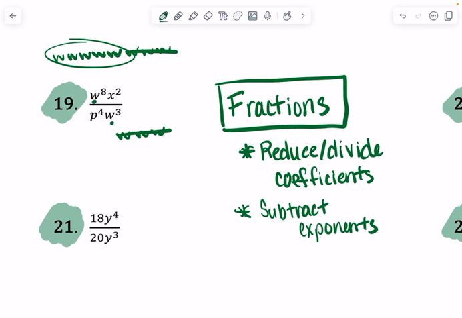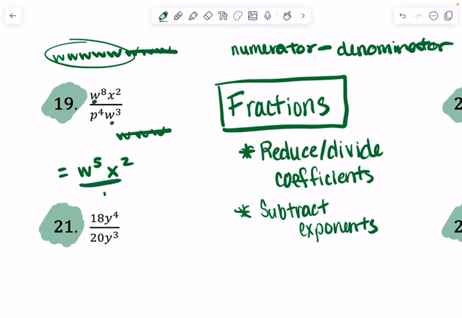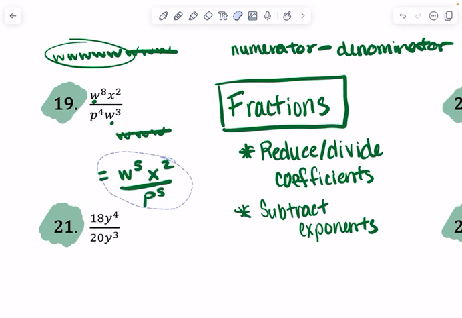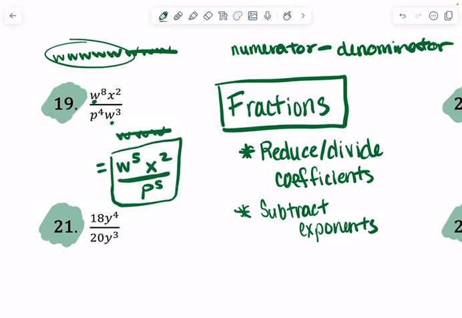What you guys do want to remember, though, is that it's always your numerator minus your denominator. So 8 minus 3, w to the 5th. If that's the only x term, it stays right where it is. That's the only p term, it stays right where it is. So you can only subtract like variable bases to combine.